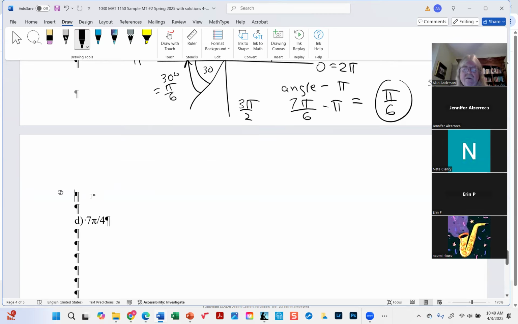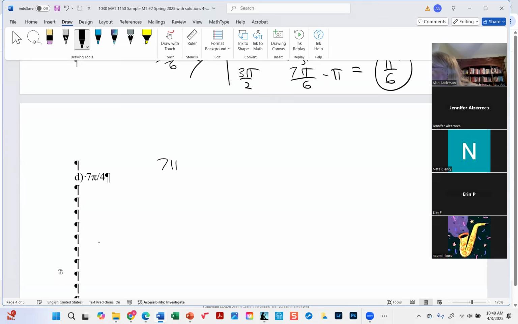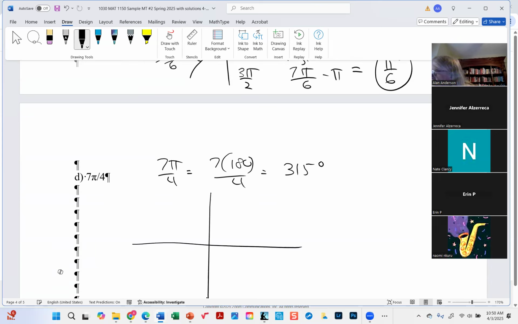And then finally, D, 7 pi over 4. And in terms of degrees, what is that the equivalent of? Hold on. Let me just make sure. 7 times 180 divided by 4 is 315. All right, so where do we find that?